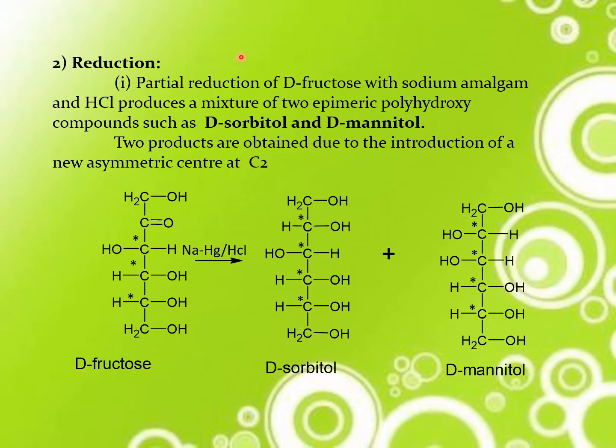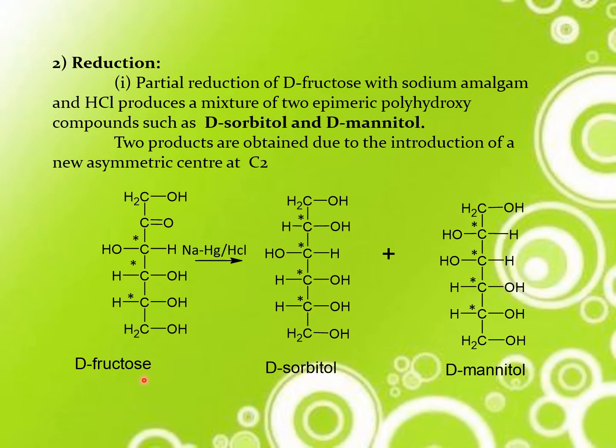Now we will see the reduction reaction of D-fructose. Partial reduction of D-fructose with sodium amalgam and HCl produces a mixture of two epimeric polyhydroxy compounds, sorbitol and mannitol. What are epimers? The configuration differs at only one position, that is at the C2 carbon. Here H, OH is present and here OH, H is present. The two products are obtained due to the introduction of a new asymmetric center at C2.